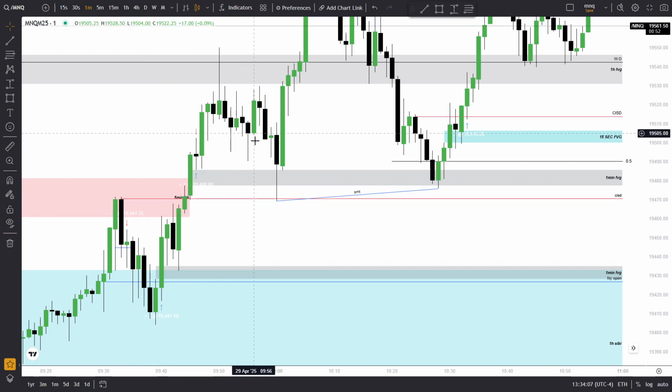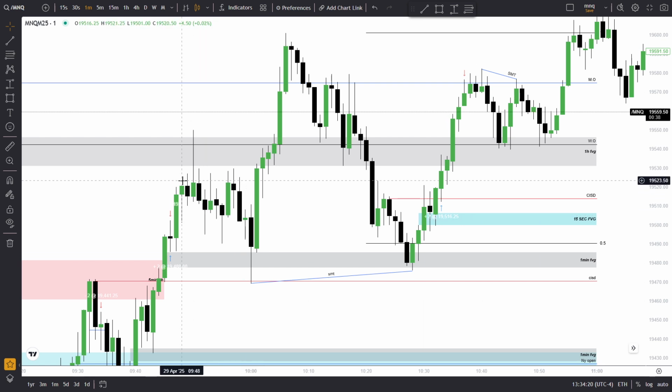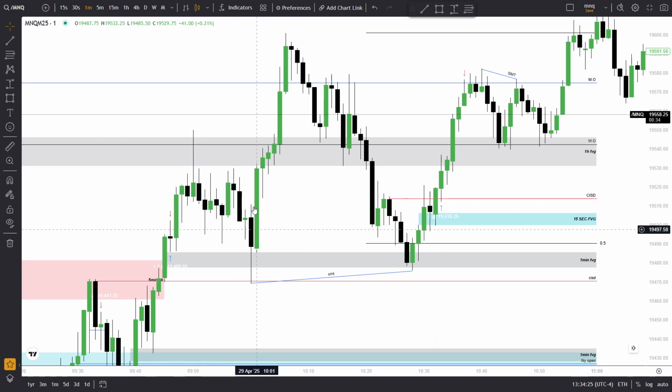Market did expand lower towards this 1 minute. We tap into this 1 minute, and then we tap into CISD. It gets respected, and then we expand higher. I missed the trade because I wasn't comfortable in the situation. I didn't like how market was chopping right here in this range, and I just didn't feel comfortable.